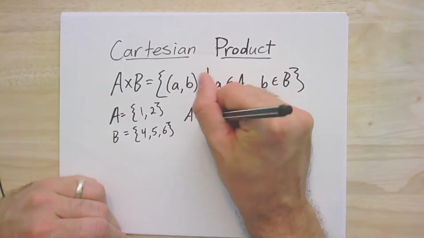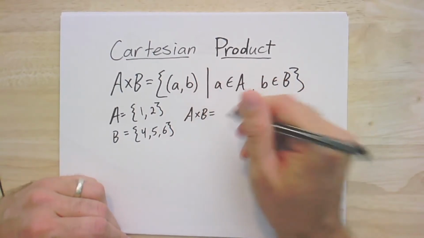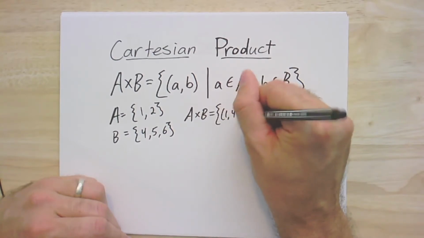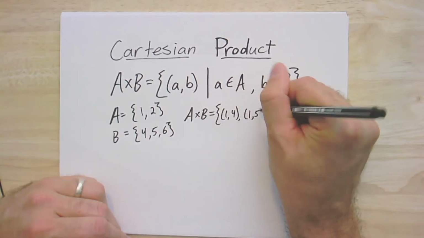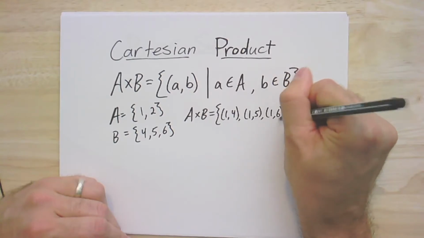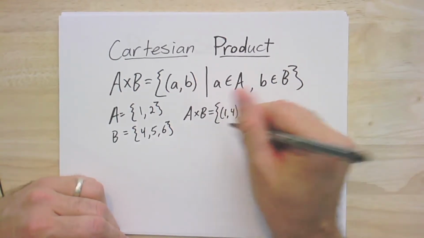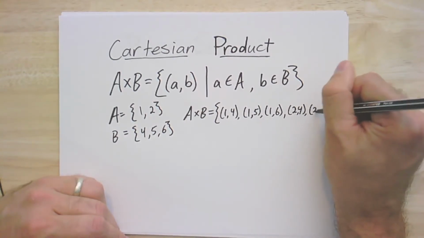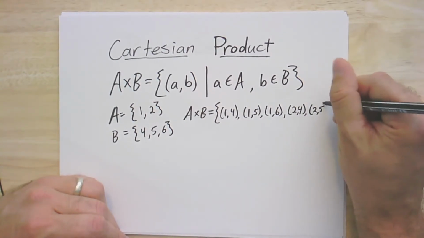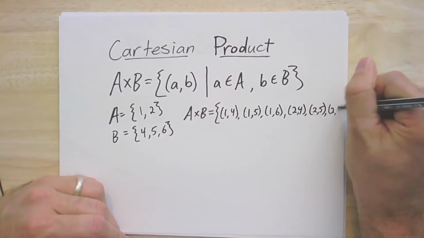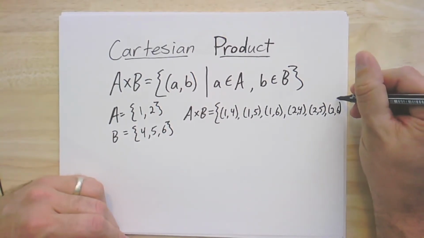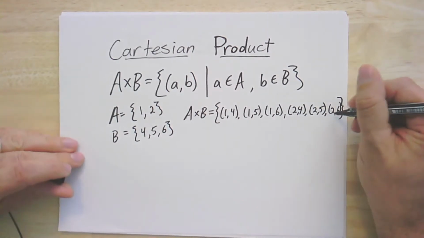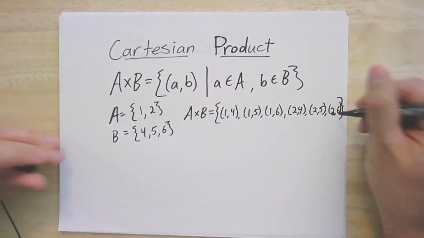Okay, A times B is equal to, it's going to be a set of pairs. So it's (1, 4), (1, 5), (1, 6), (2, 4), (2, 5), (2, 6). Does it fit? And I fit my curly brace in there. Oh, just barely got it. Okay. Hopefully that's readable. Hopefully you understand the Cartesian product.